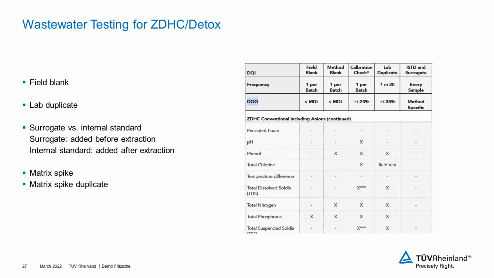As part of the sampling and analysis plan, ZDHC has set certain requirements for quality control. These include, for example, to prepare a field blank, method blank, calibration check, lab duplicates, internal standards or surrogates for samples. Dedicated requirements are stated in the document and can be found on the ZDHC website. Some of these requirements are a bit different from what we know from product analysis, so it's important to have a look at this and understand the requirements.